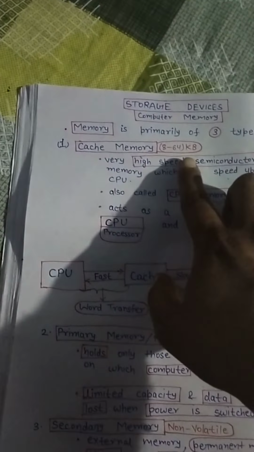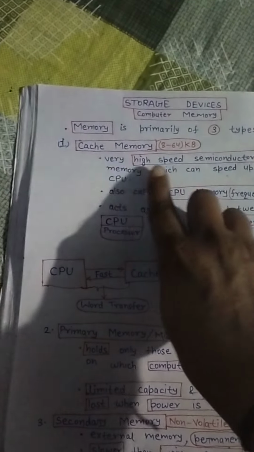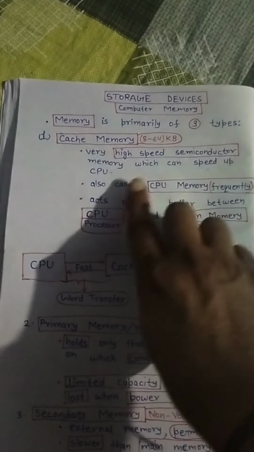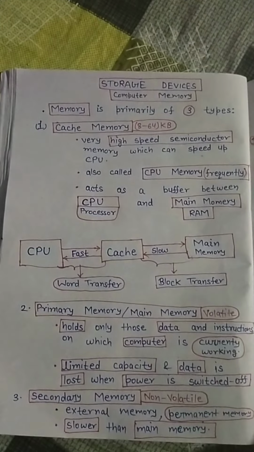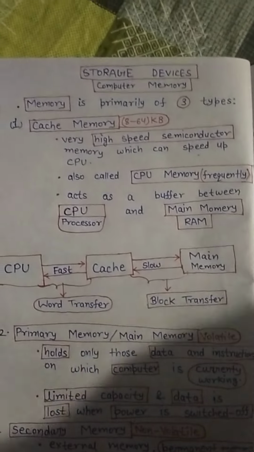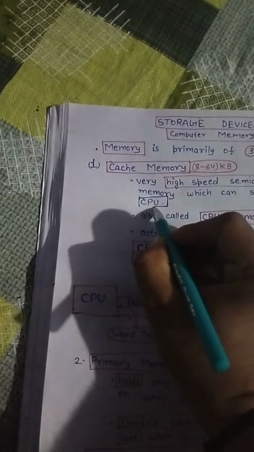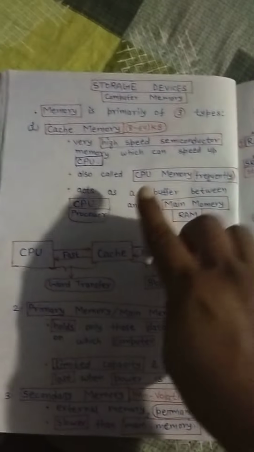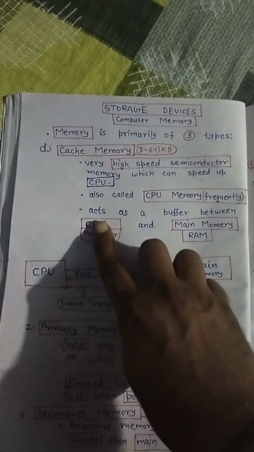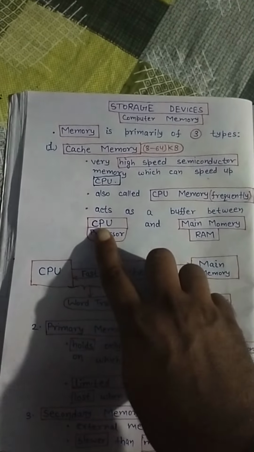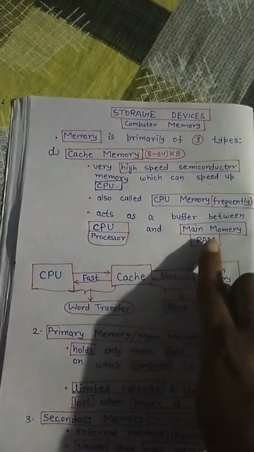Cache memory ranges from 8 to 64 KB. It is very high speed semiconductor memory which can speed up the CPU, also called CPU memory. Here you should note that this is associated with the CPU. This cache memory frequently acts as a buffer between the CPU or processor and main memory or RAM.